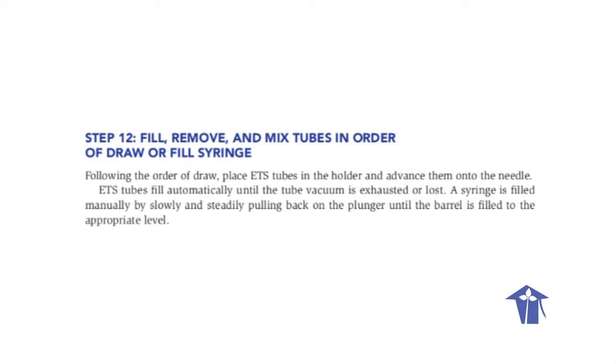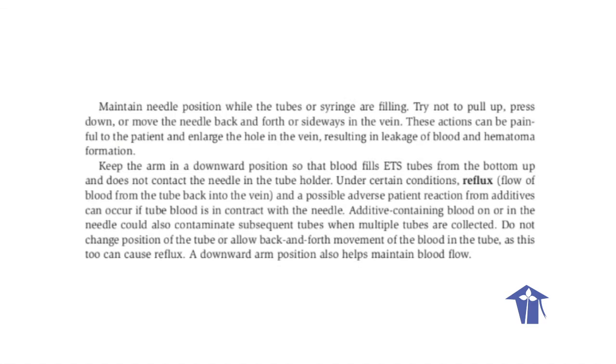Following the order of draw, place ETS tubes in the holder and advance them onto the needle. ETS tubes fill automatically until the tube vacuum is exhausted or lost. A syringe is filled manually by slowly and steadily pulling back on the plunger until the barrel is filled to the appropriate level. Maintain needle position while the tubes or syringe are filling.